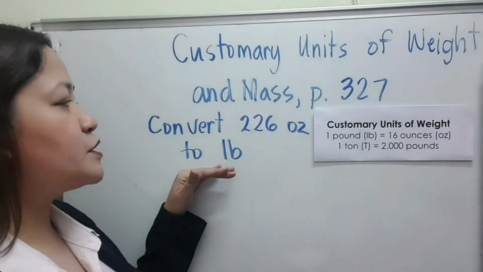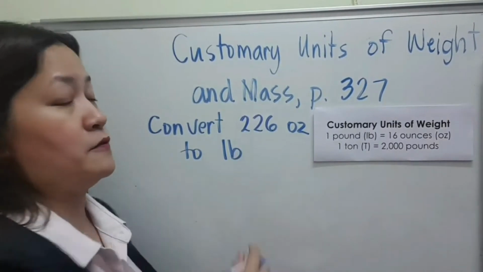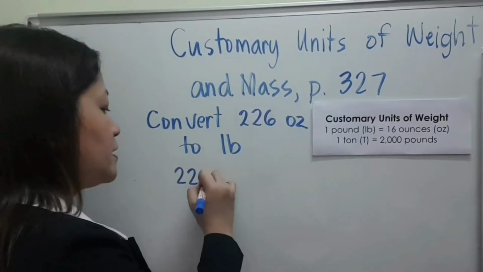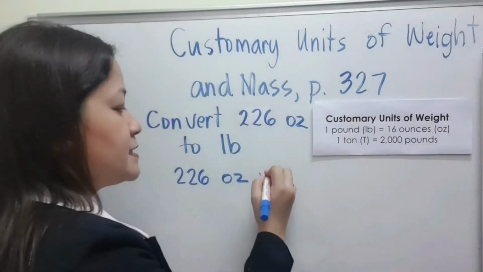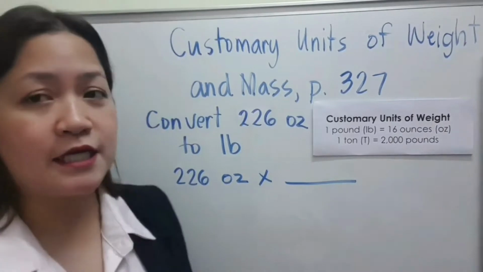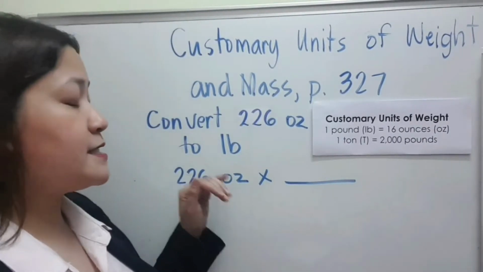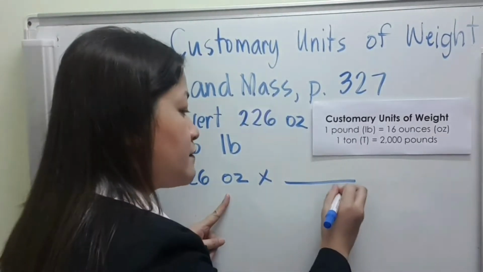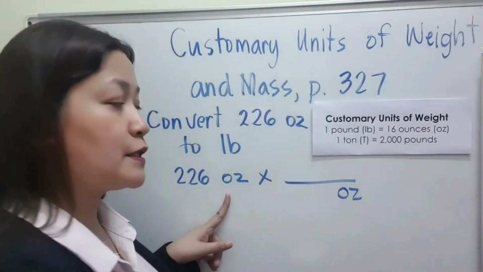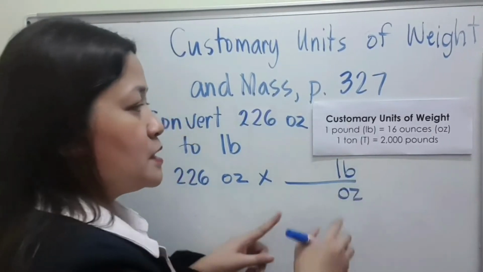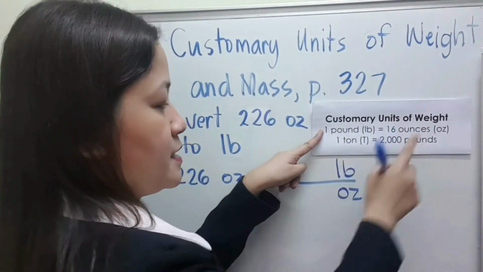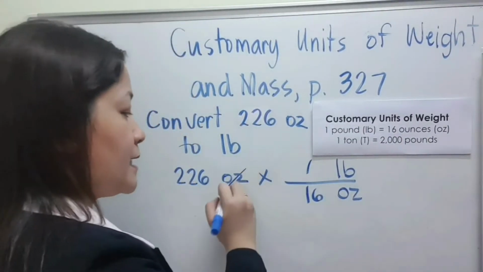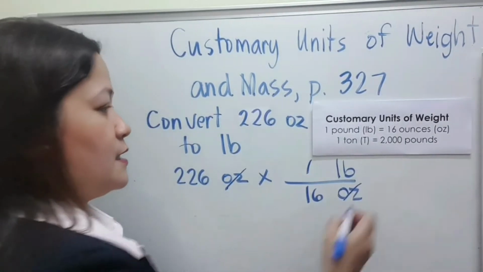So we need to convert 226 ounces to pounds. So again, let us first write the given number, that is 226 ounces, times, we are going to find the relationship between ounces and pounds. Since we don't need the unit ounce, we are going to write it down so we can cancel that out later, and then the unit pound up. So 1 pound is 16 ounces. And then we can cancel out the unit ounce.